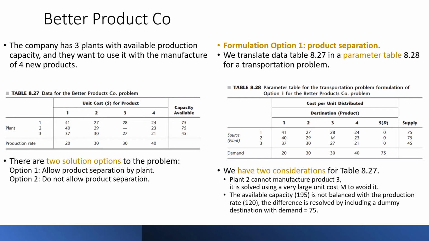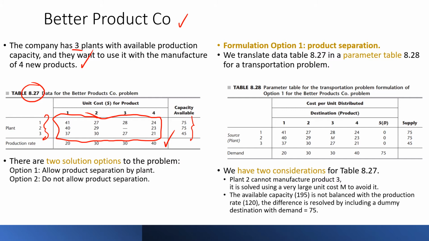This is a second problem called the Better Product Company problem. The company has 3 plants with available production capacity, and they want to use this available production in order to manufacture 4 new products. Table 827 gives us the main information where we have plants 1 to 3, their available capacity, and then our unit cost in order to produce different products, and how much will be demanded.